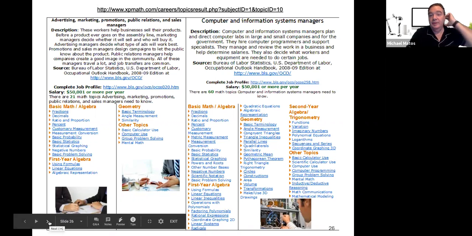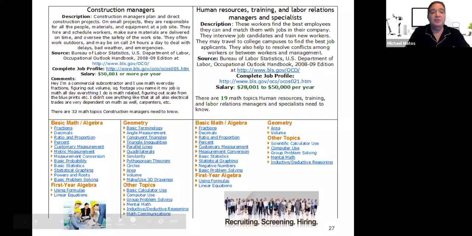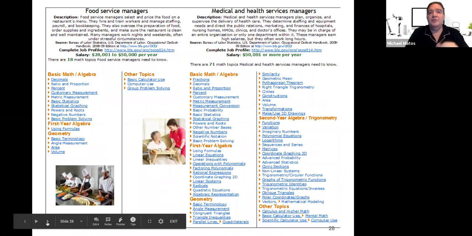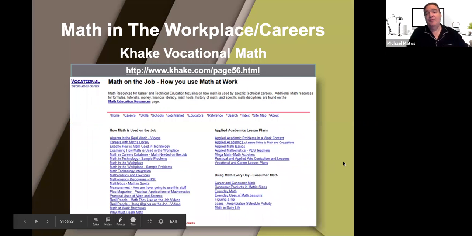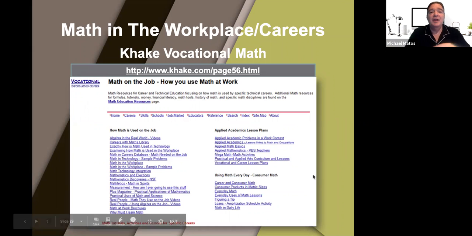Okay, so these obviously could be printed as well, but they're so much better virtually because of the links and how they could work. And here's one: construction managers, human resources. It takes a little while to put these together, so I think I have about 8 of them. Food service managers, medical and health service managers. And I do have one for hair cutting and a lot of other things.